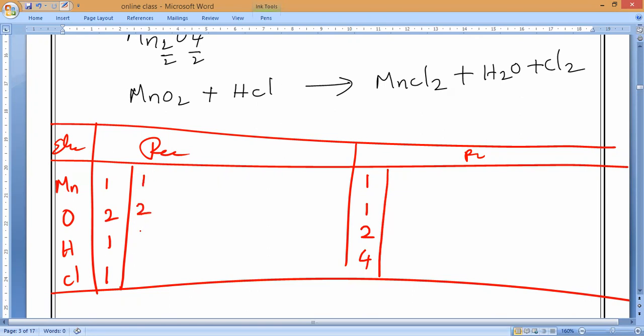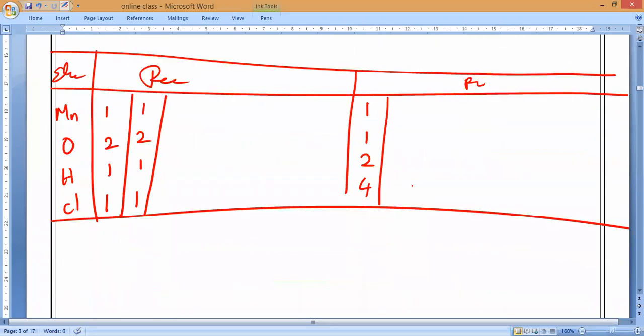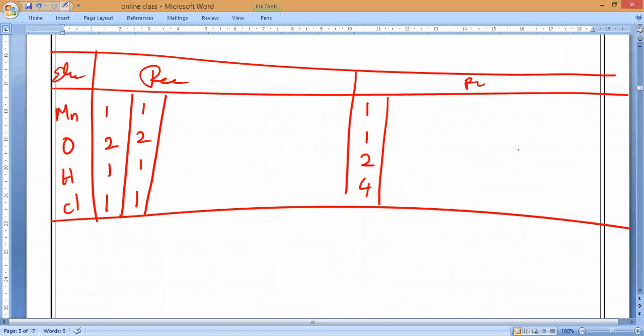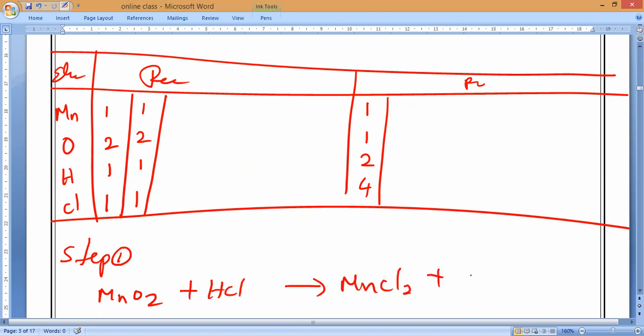Reactant side no change. So 1, 1, 2, 1, 1. So product side we are going to change. So product side oxygen, where will it become? 2H2O I will write. Yes or no? Yes, Step 1. So MnO2 plus HCl will give you MnCl2 plus 2H2O plus Cl2.